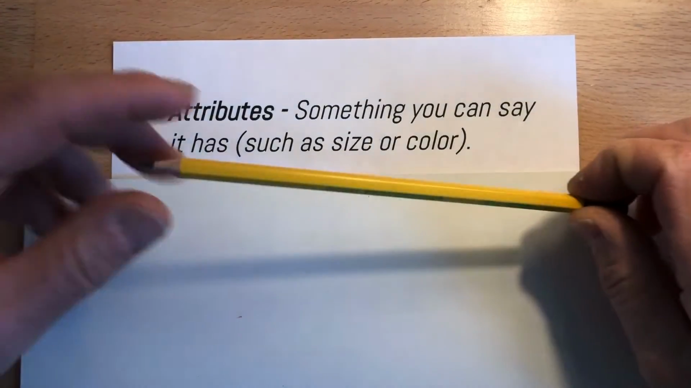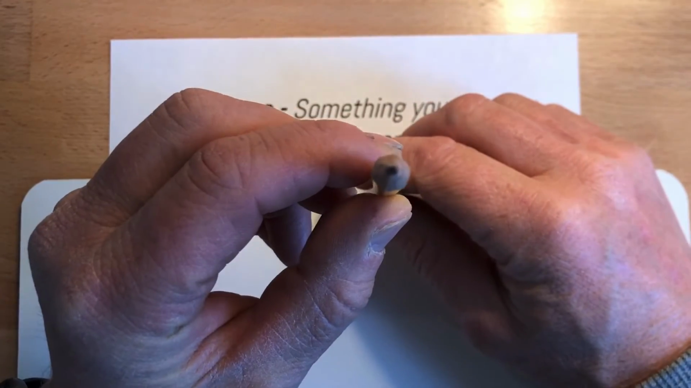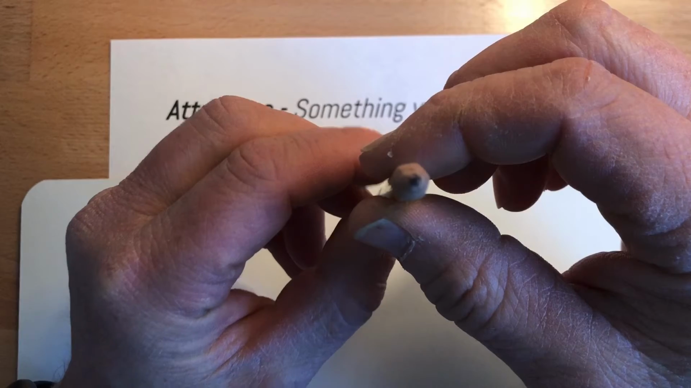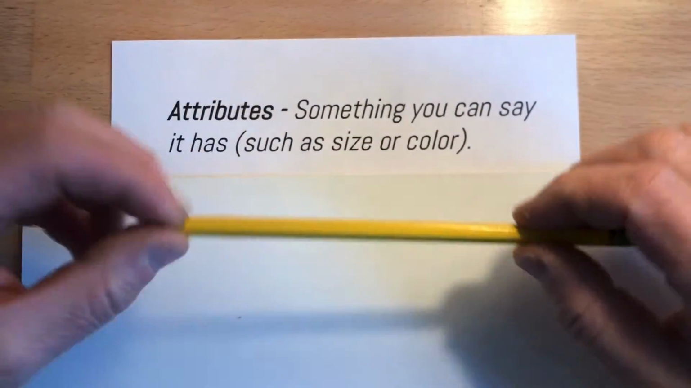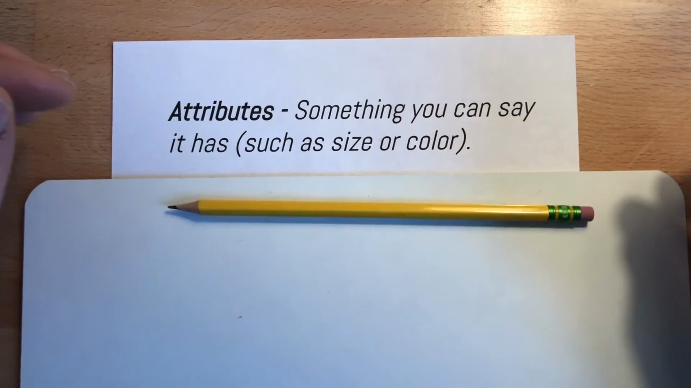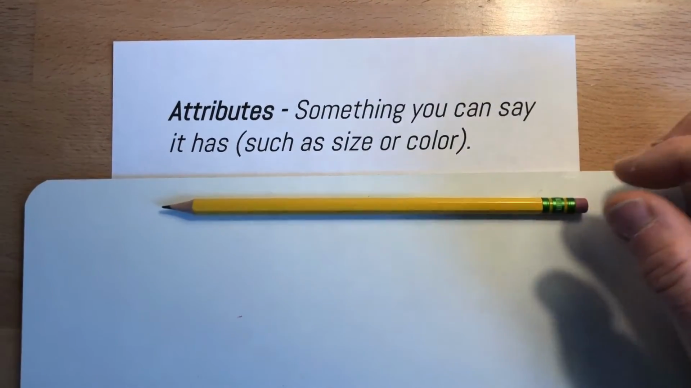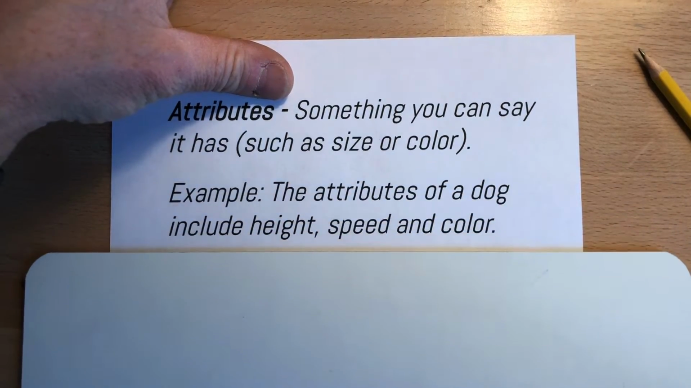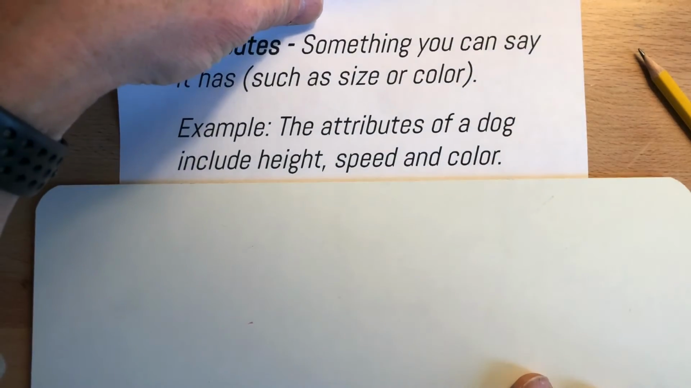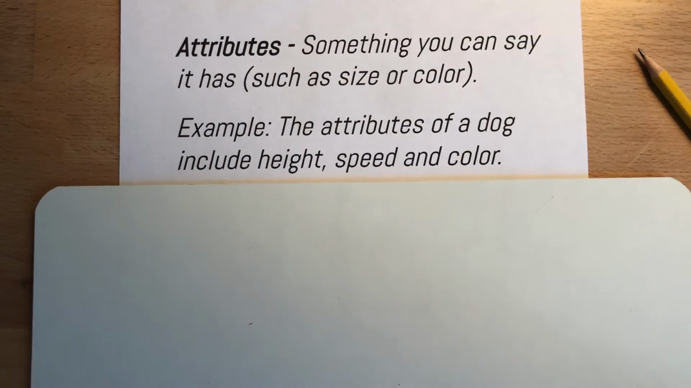It also has a hexagonal shape. If you look at it straight on, and when you feel a pencil, you know that it's got 6 sides. I believe that's so when you put it down, it doesn't roll away. It finds its way to a flat surface. So those are attributes. Example attributes of a dog might be its height, speed, and color, how fast it could go.